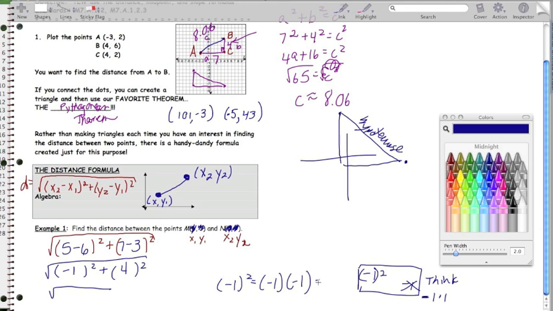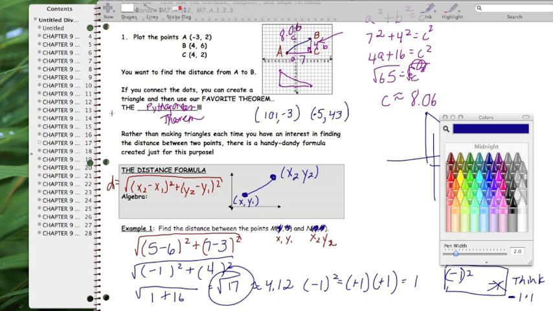Negative 1 times negative 1 is positive 1 because the negatives cancel out. So negative 1 squared is 1. 4 squared is 16. Our answer is the square root of 17. Now they didn't specify if they want that left in this form, in simplest form, or rounded. They don't tell us, so we could leave it as that, or we could round it to 4.12. Either one. Okay? So that's the application of the distance formula. Not too bad, but that's where it comes from.